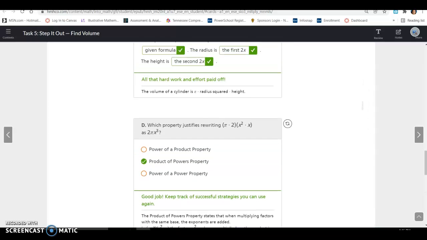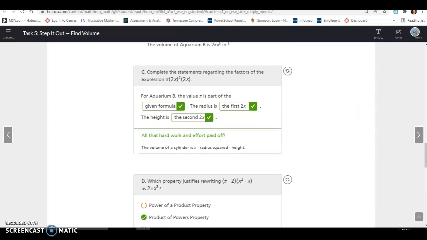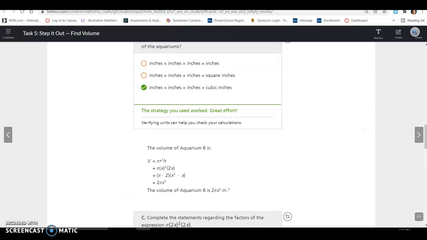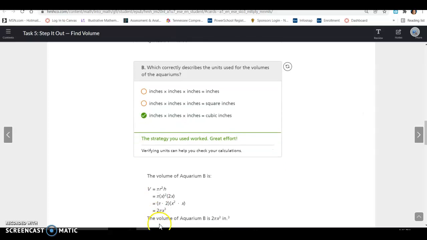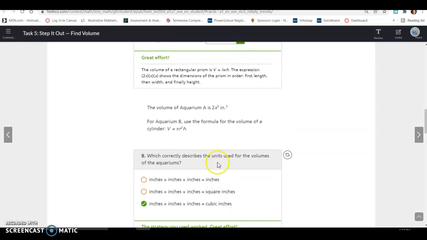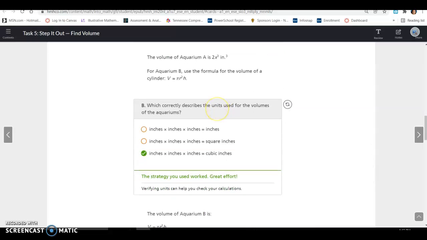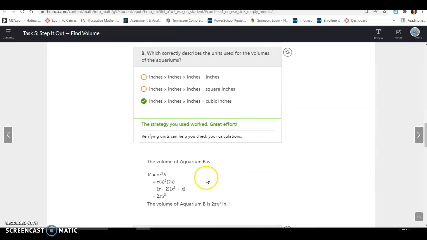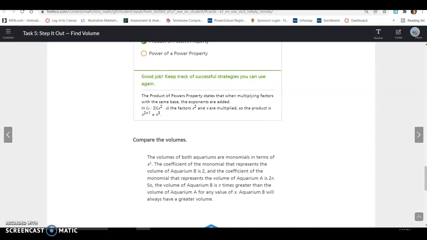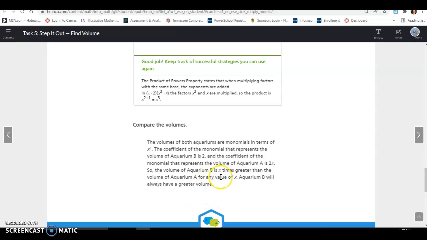All right, so if you look back up here and you see that this one's going to be 2 pi x cubed. All right, so that's the volume of aquarium B, 2 pi x cubed, inches cubed, and aquarium A is 2x cubed, inches cubed. So the only difference in aquarium A and aquarium B is that B is pi times bigger. So that's why it says that aquarium B is pi times greater than the volume of aquarium A.